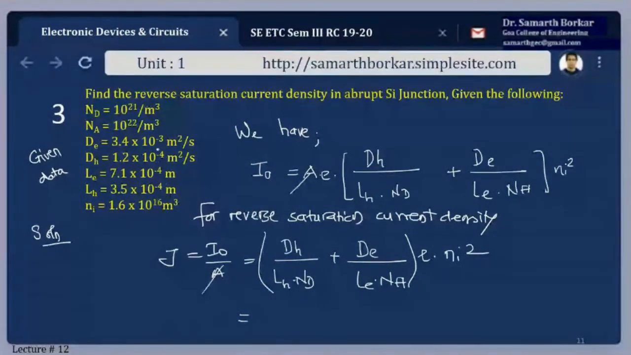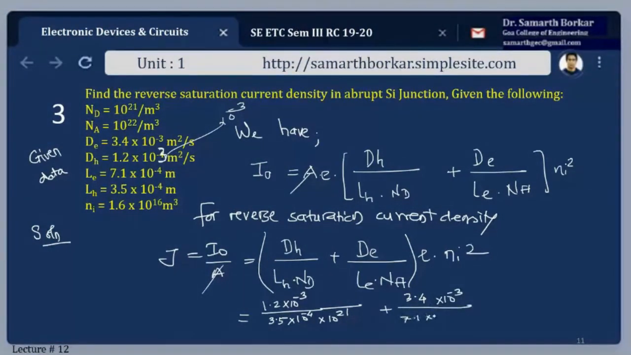Just make it minus 3 here. 10 to the power minus 3 plus this thing. You just substitute, and what we get is 1.2 into 10 to the power minus 3. LH is 3.5 into 10 to the power minus 4 into 10 to the power 21. ND plus 3.4 into 10 to the power minus 3, 7.1 into 10 to the power minus 4 into 10 to the power 22.